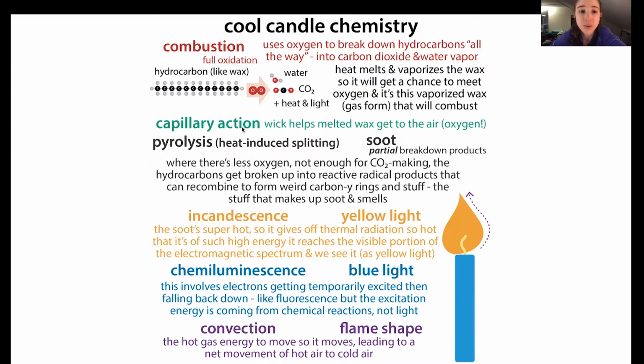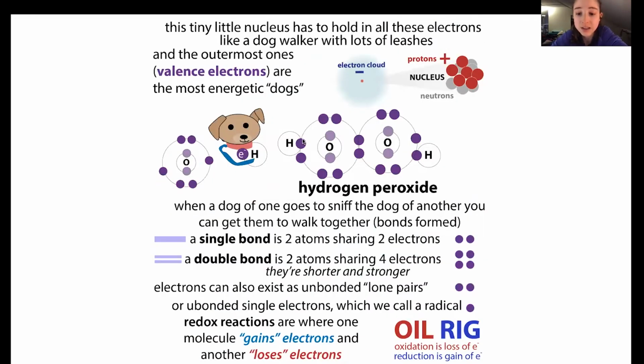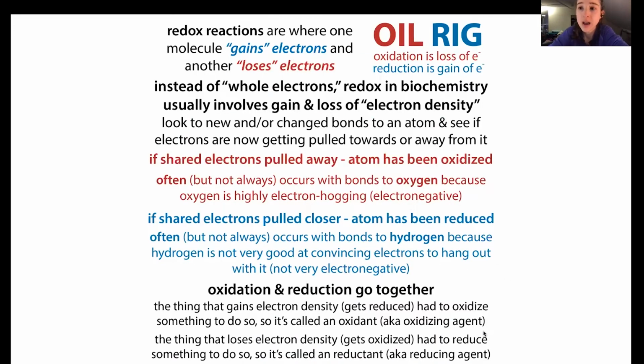And so we're going to have this carbon interacting with this oxygen in this combustion reaction. Combustion is a full oxidation reaction. We talked a lot about oxidation the other day, but basically oxidation is the loss of electron density, and reduction is the gain of electron density. Because oxygen is so hoggy, typically if you gain a bond to oxygen, we call that being oxidized. You're losing electrons because the oxygen is stealing the electrons in that bond.